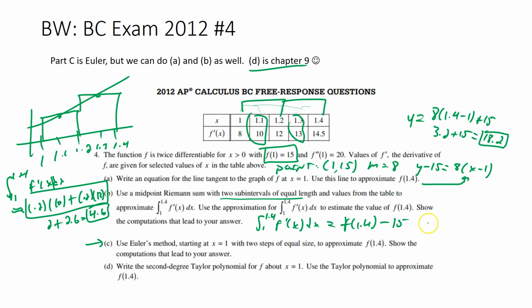Add it to our approximation. So 15 plus 4.6 is 19.6. Okay.